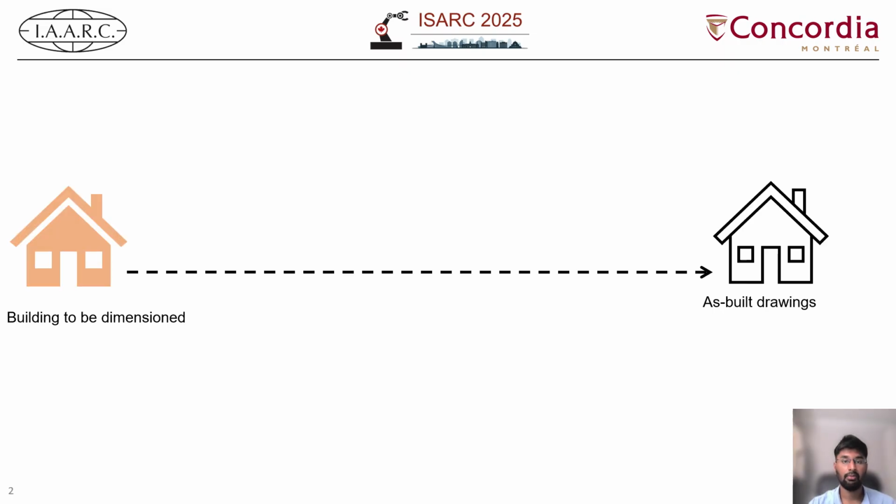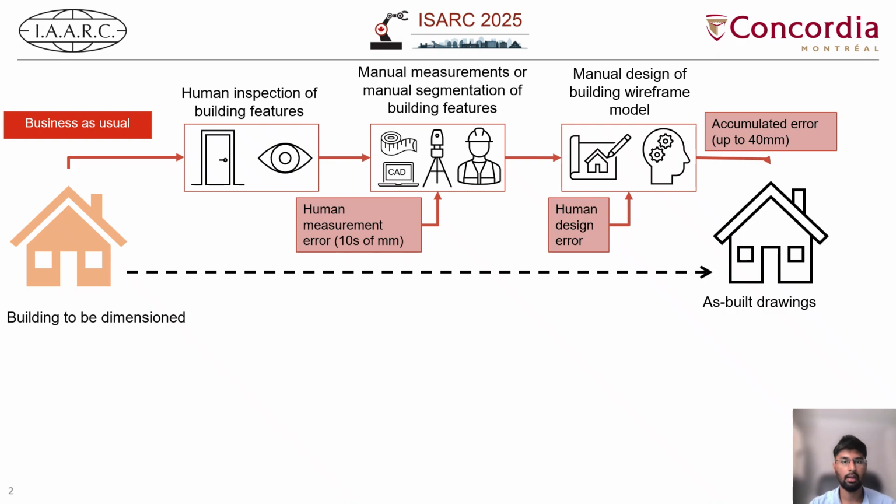Let's start with the problem we are trying to address. Many of these older buildings lack detailed BIMs, making retrofitting a challenging task. Traditional methods for BIM modeling and digital twin generation involve visual inspection and manual measurements, which are often time consuming and prone to errors. These measurements are then manually used to create the wireframe model.